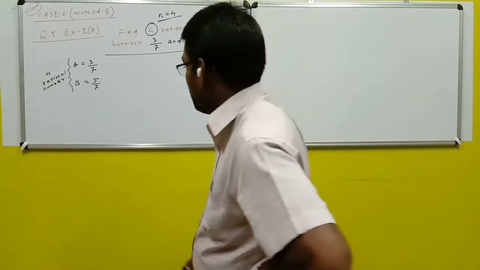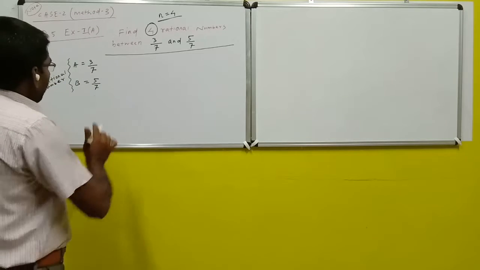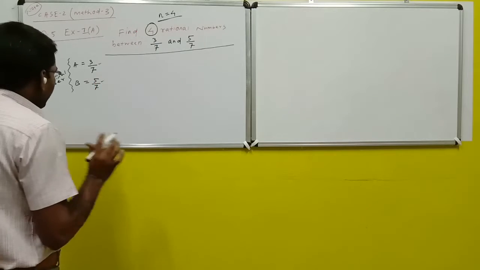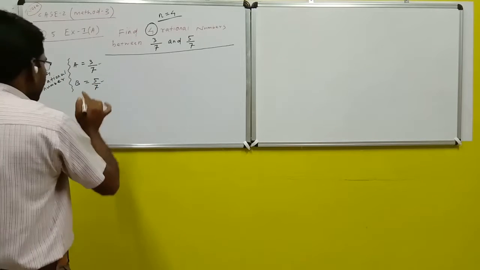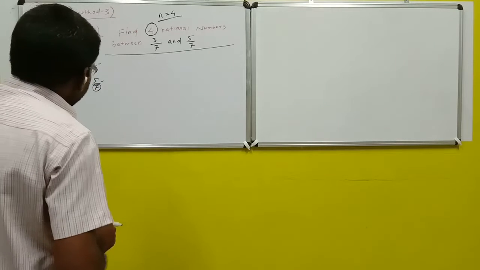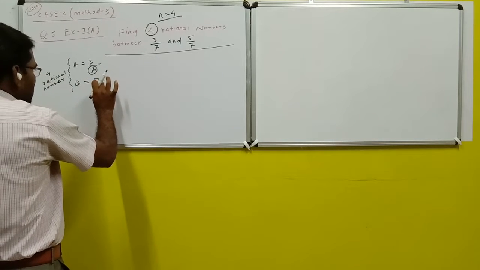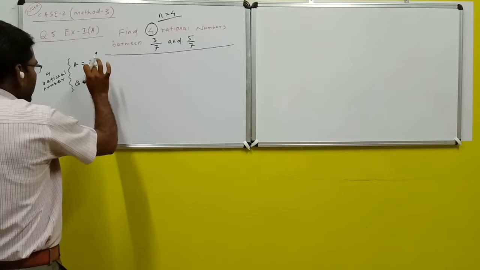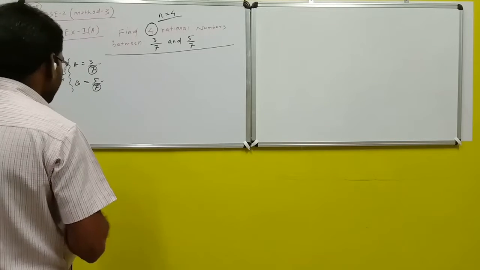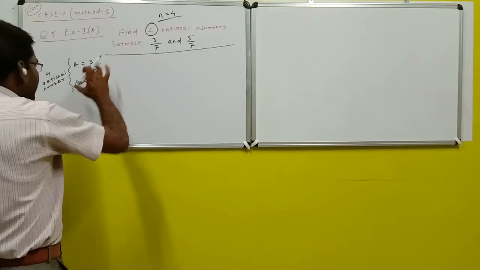So what's the procedure? Students, in this case, the two rational numbers are only like because they have the same denominator, that is 7. But they are not consecutive because 5/7 is not the next of 3/7. Therefore, they are non-consecutive. So, what will you do in this case?